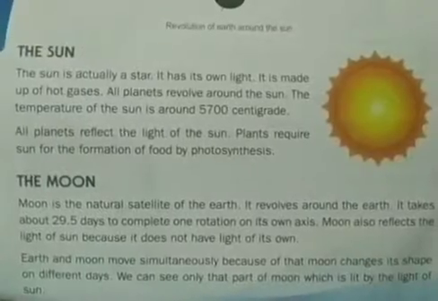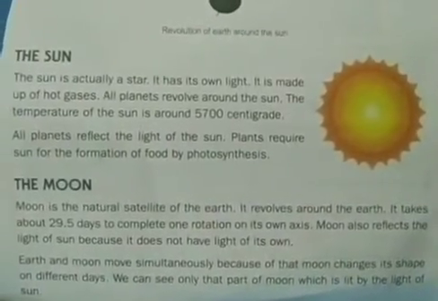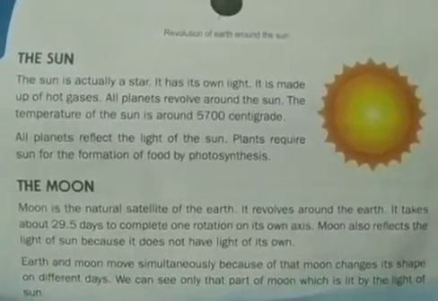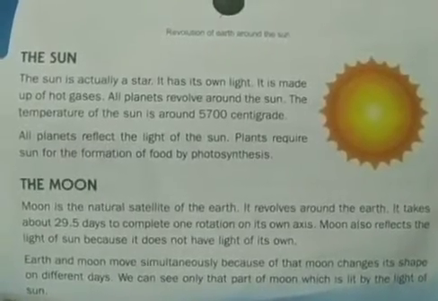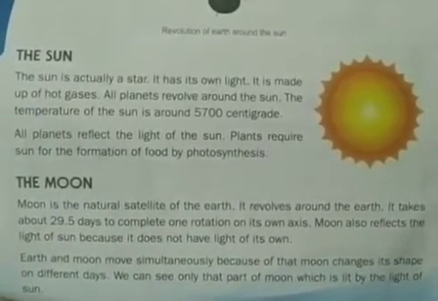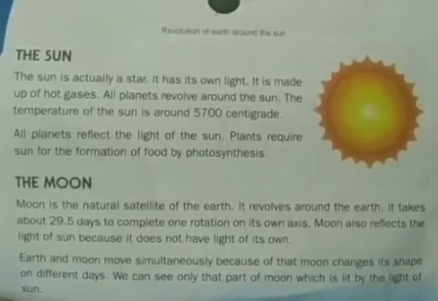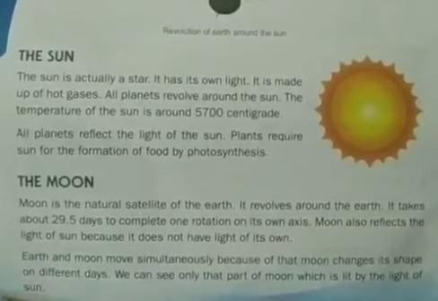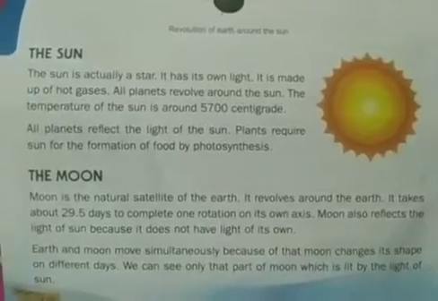The sun is actually a star. It has its own light. It is made up of hot gases. All planets revolve around the sun. The temperature of the sun is around 5700 centigrade. All planets reflect the light of the sun. Plants require the sun for the formation of food by photosynthesis.